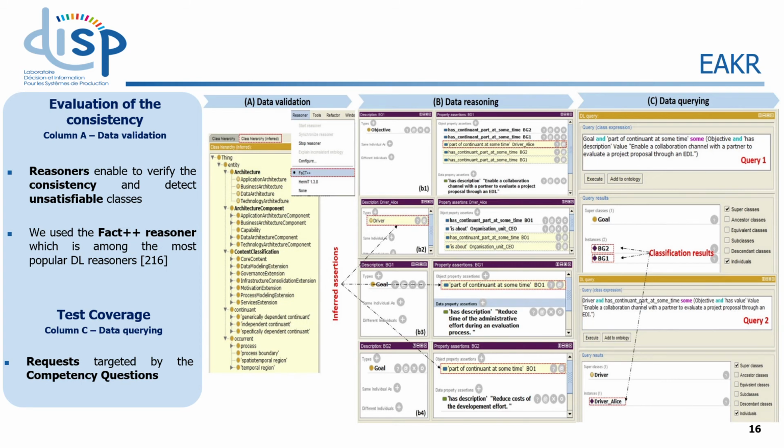And finally, as you know, reasoners enable us to verify the consistency and detect unsatisfiable classes, and we have used the FaCT++ reasoner, which is among the most popular reasoners. And regarding the test coverage, we requested the targeted solution by the identified competency questions in the first place.